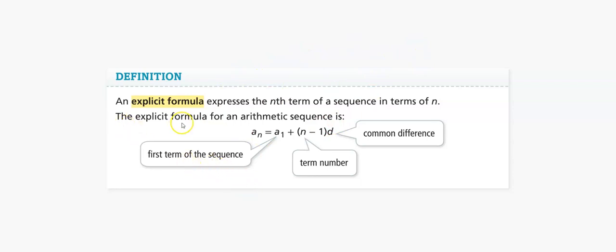So the explicit formula for an arithmetic sequence is as follows. It is the first term of the sequence plus the previous term in the sequence times the common difference.